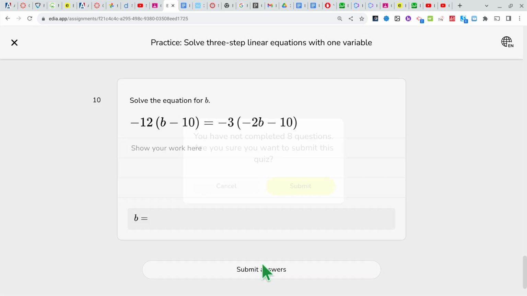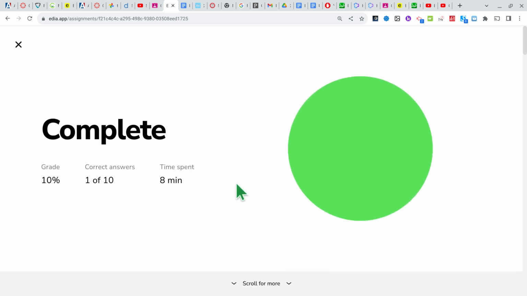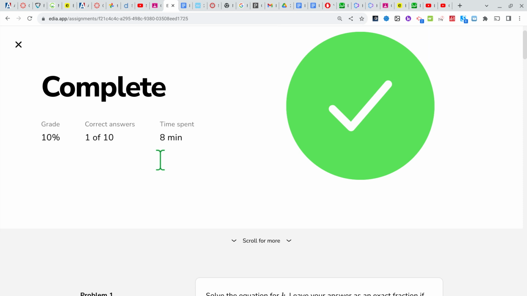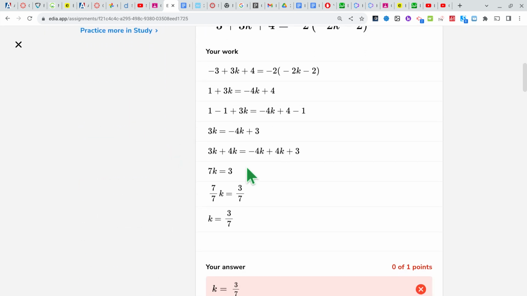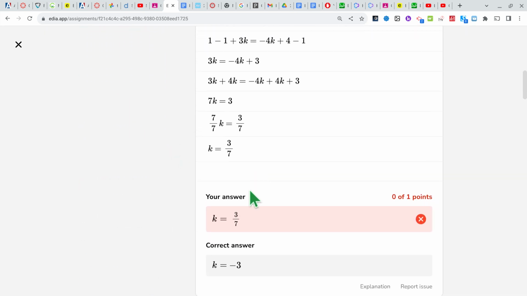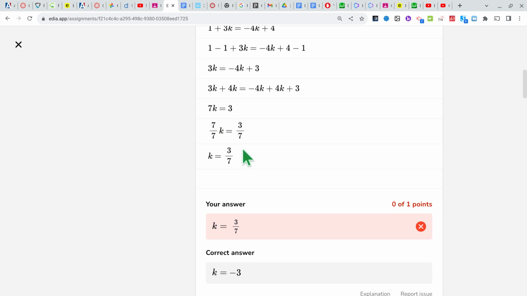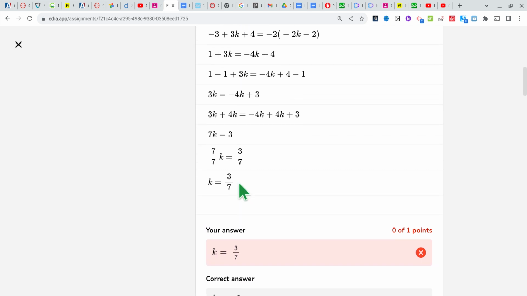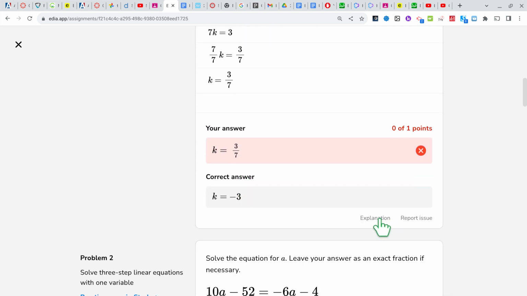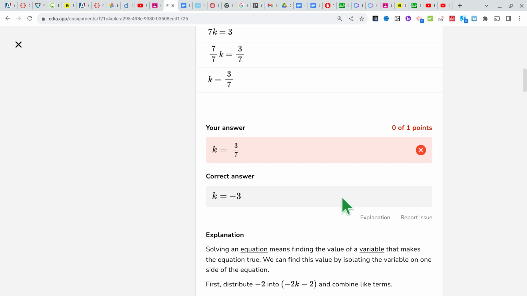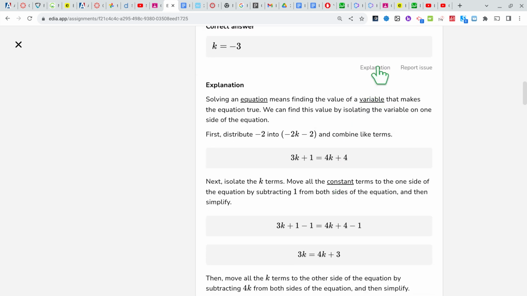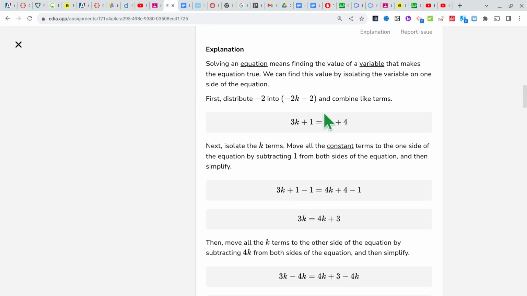You can press Submit Answers, and it's going to show you I got 1 right. Let me see which one I made a mistake on. This one I made a mistake. What happened here? Oh, see, 7 divided by 7 is 1. The answer is negative 3. Where did I go wrong? You click explanation, and it shows you all the steps.